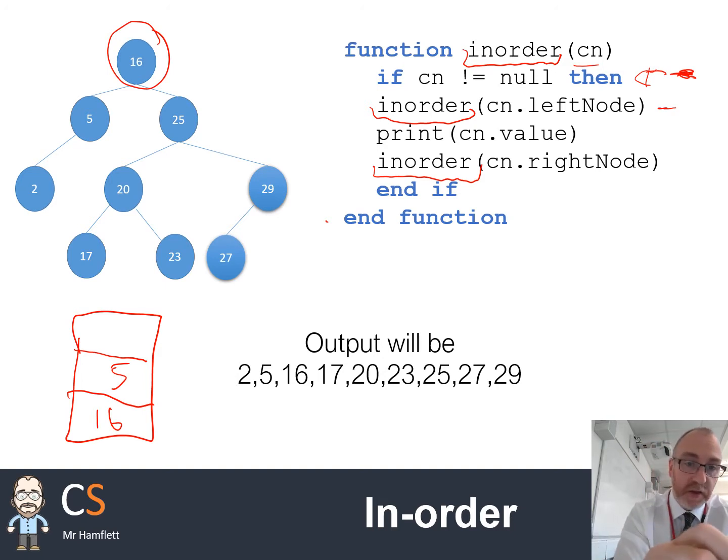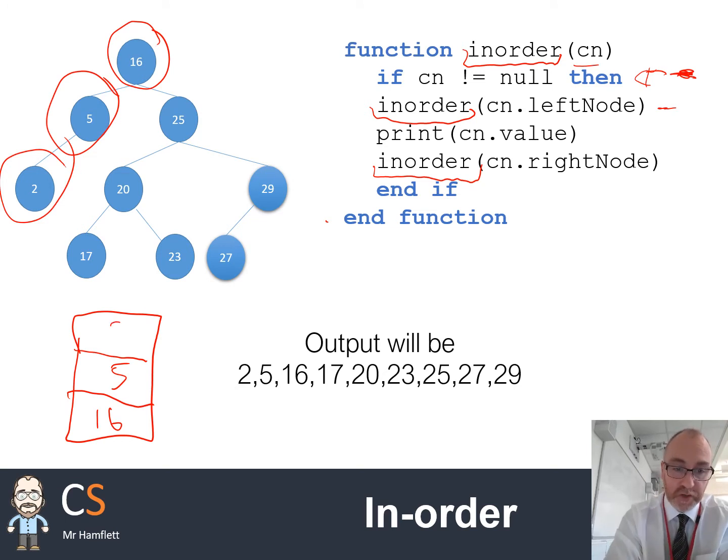Well, I'm at 5 at the moment. Going left will give me 2. So I call the function on 2. Then I go back to the start again. I start the code again because I'm now doing it with a value of 2. It's still not null. Then we call in order on the left node. Okay. Now I'm going to call in order. This time it has the value of null.